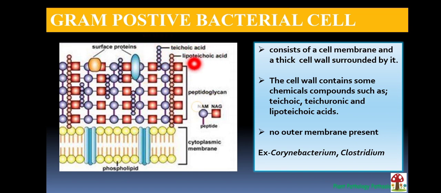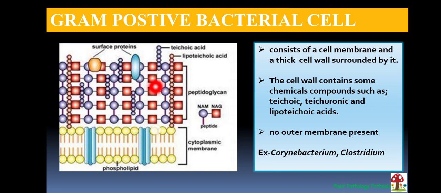So the main difference between gram-positive bacteria and other bacteria is the presence of teichoic acid, lipoteichoic acid and teichuronic acid. In gram-positive bacteria, only the plasma membrane or cytoplasmic membrane and a thick cell wall are present. There is no layer exterior to the cell wall, so no outer membrane is present. Examples of gram-positive bacteria are Corynebacterium and Clostridium species.